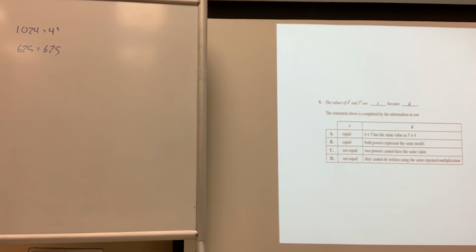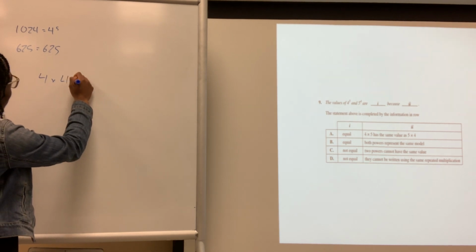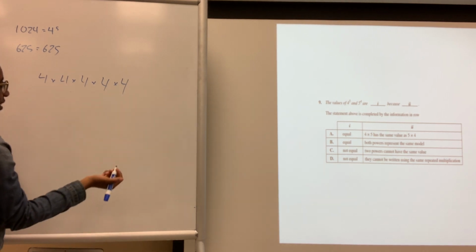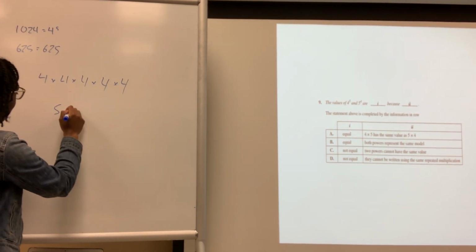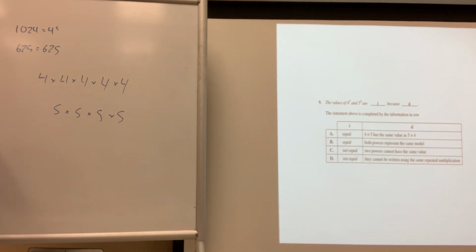So why are they not equal? Is it because two powers cannot have the same value, or they cannot be written as the same repeated multiplication? When you expand these out into repeated multiplication, you get 4 times 4 times 4 times 4, and that's not the same repeated multiplication as 5 times 5 times 5 times 5. Therefore, using that logic, we can assume D must be the correct answer.